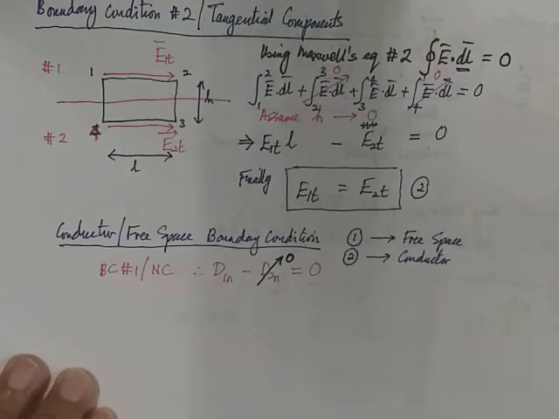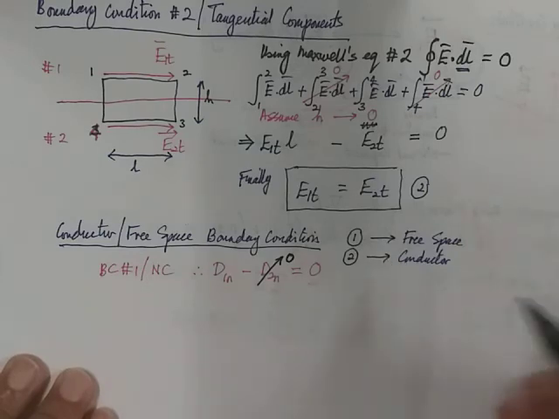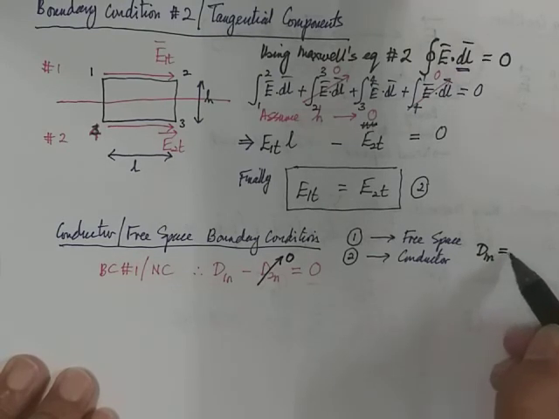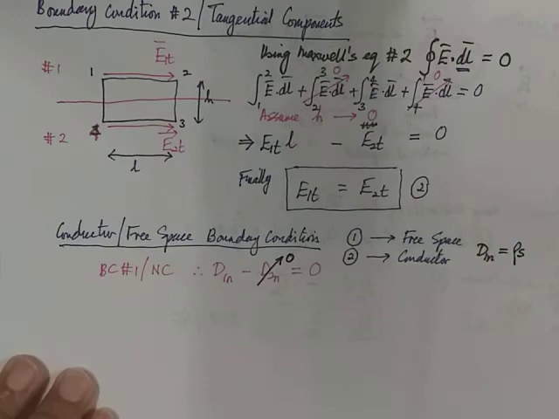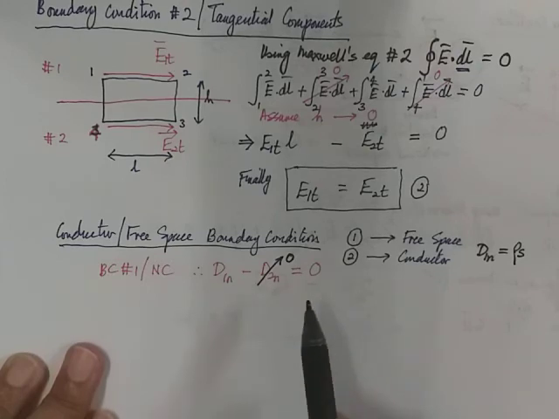Okay, so the final equation for conductor free space, that D1n is equal to rho s. Okay, that should be our equation that we need to have. Focus on the normal component. Why? D1n minus D2n equal to 0 based on the general medium boundary condition that we proposed earlier.